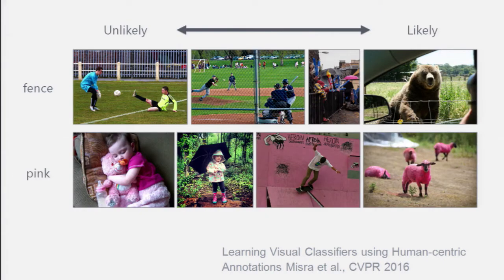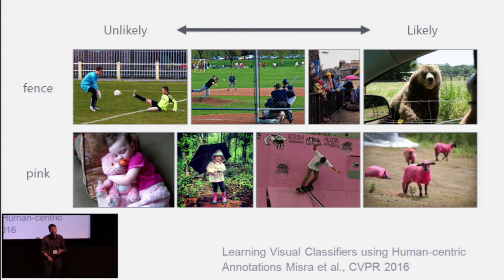Now you can learn really cool things using data like this. You can learn whether people actually say whether a certain visual concept is present in an image or not. So we can learn a classifier which says, hey, when there's a fence in the background of a soccer game, nobody ever mentions a fence. Whereas if there's a fence which is blocking the bear from eating you, somebody's going to be mentioning that fence.